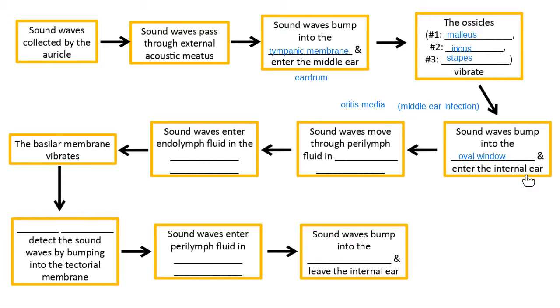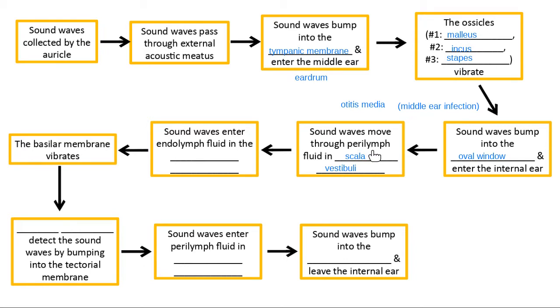Once we get into the internal ear, once we're on the other side of the oval window, now we're starting to move in fluid. So on the other side of the oval window, I have a fluid-filled tube. What's the name of the tube that's on the other side of the oval window? It's called scala vestibuli. This is the first tube that I send my sound waves into in the internal ear. Scala vestibuli is filled with a fluid called perilymph fluid.